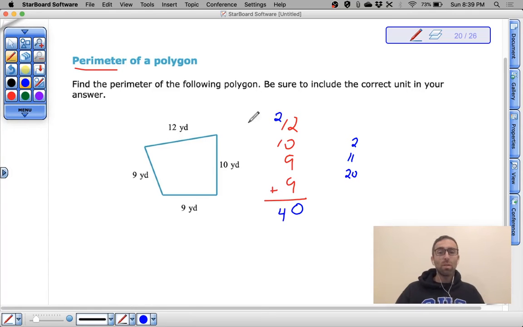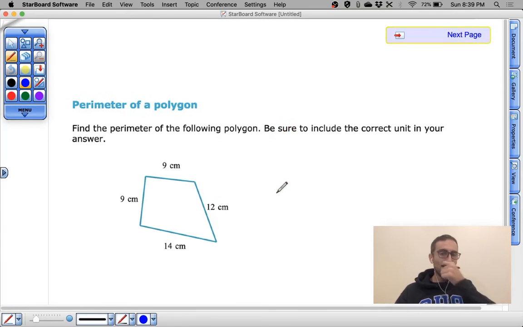Now we have to be sure to include the correct unit in your answer. So the unit we were working with all along here is yards, which is short for that is YD. So I'm going to make sure I put yards back in there. All right, let's do one more example like that.